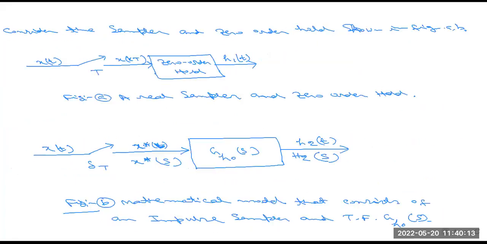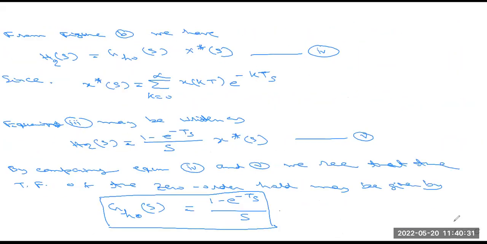Here is where you have to start. Previously you have to draw these two diagrams. First one is the real sampler function for the zero order hold. Then you have to apply the mathematical expressions for the zero order hold circuit. Okay, then you have to consider this mathematical part.